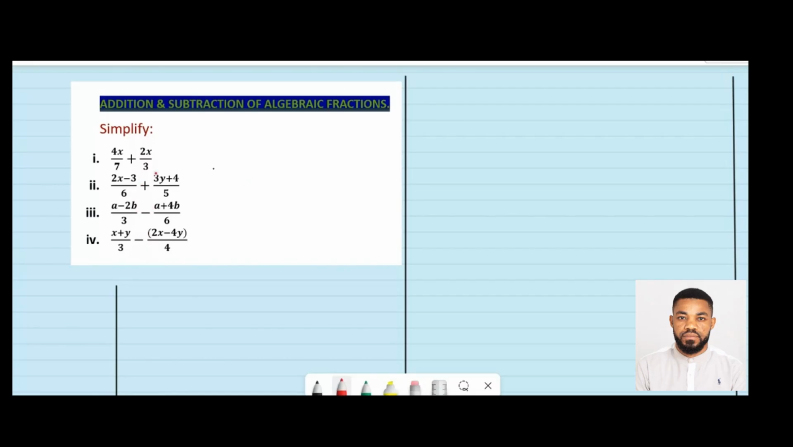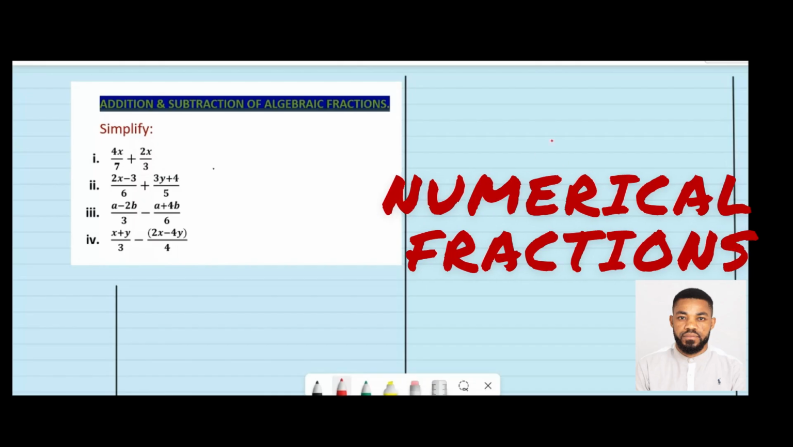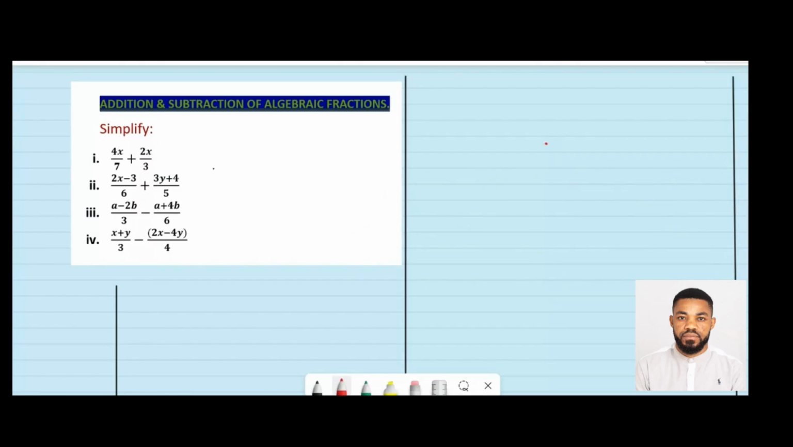The opposite of these types of fractions are numerical fractions. Numerical fractions contain only numbers, for example, 2 over 5. This is a numerical fraction. But when you write 2x over 5, it ceases to be a numerical fraction, and now we call this an algebraic fraction. So let's know the difference between numerical fractions and algebraic fractions.